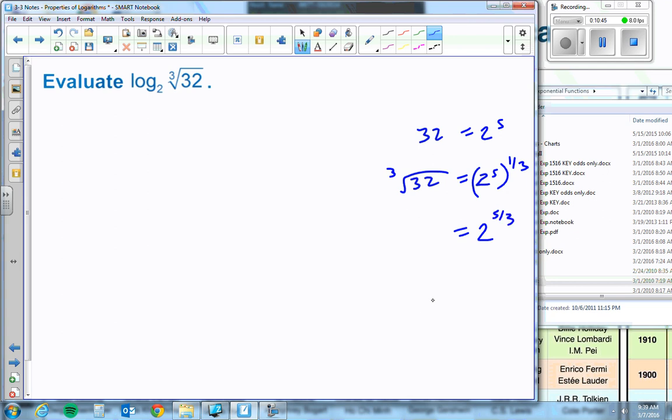Did you multiply exponents? So I'm saying, really, we're just doing log base 2 of 2 to the power of 5/3. So what is the answer? 5/3. And seriously, on these, if you can just look at that and say, oh, it's 5/3 and write it down without any work, that's fine with me.